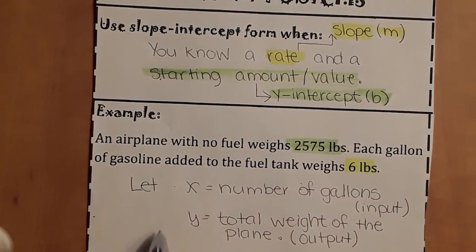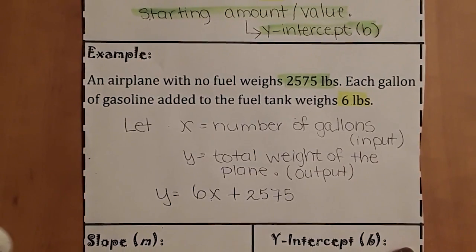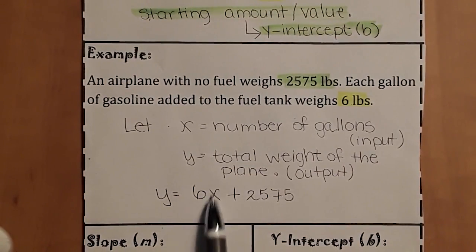So let's write our equation. y equals 6 for our m, 6x. x is the number of gallons we add to the plane, plus 2,575. That's the initial weight. So every time that I pump gas, each gallon is going to be 6 pounds added onto that 2,575.